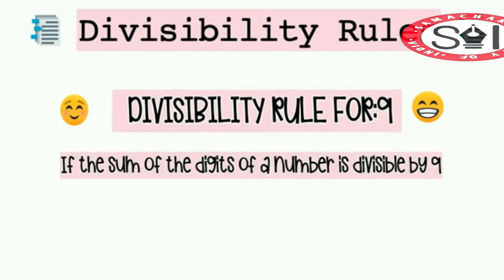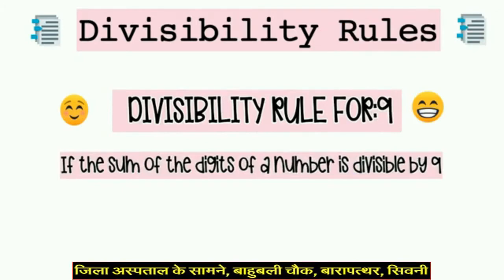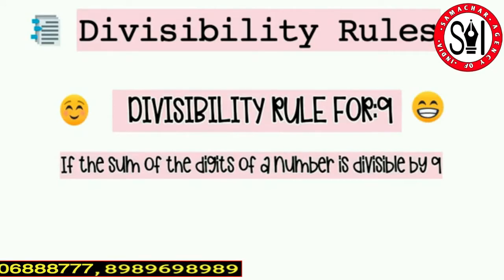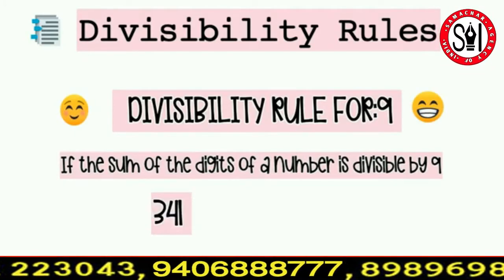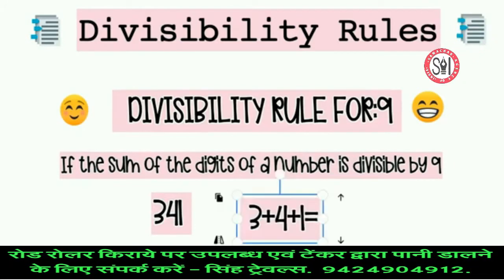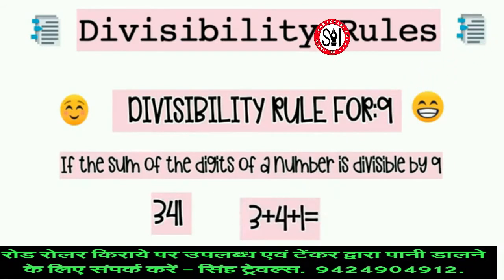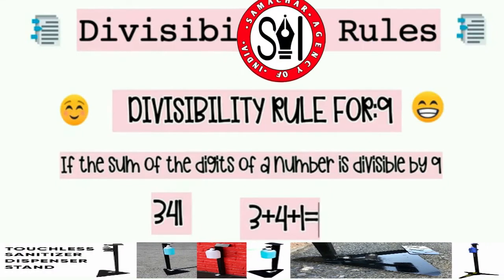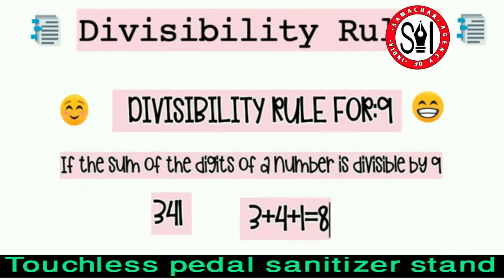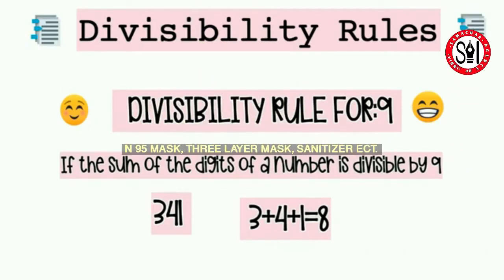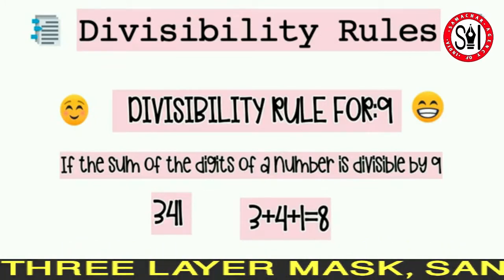So now we're on to the divisibility rule of 9. And it is if the sum of the digits of a number is divisible by 9. So let's use 341 for an example. So now we add 3 plus 4 plus 1, and 3 plus 4 plus 1 is 8. And 8 is not divisible by 9. So 341 is not divisible by 9.